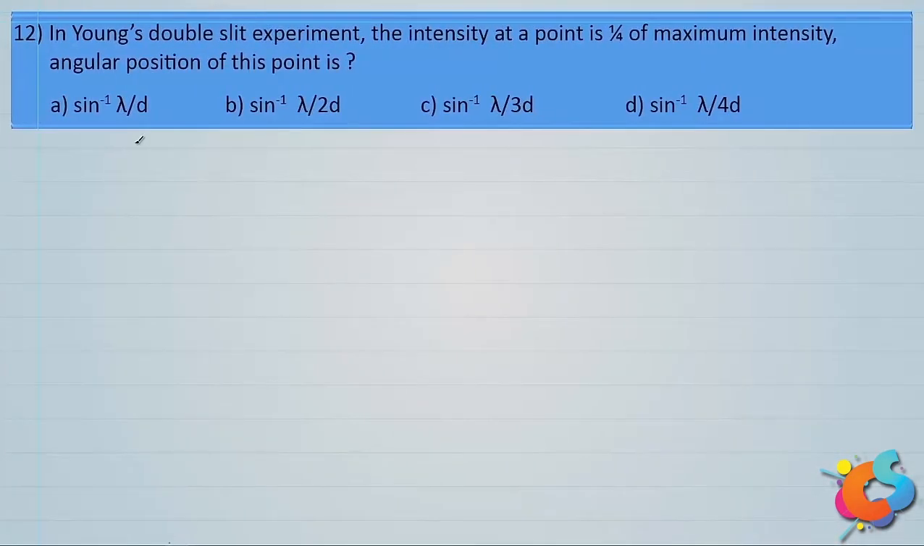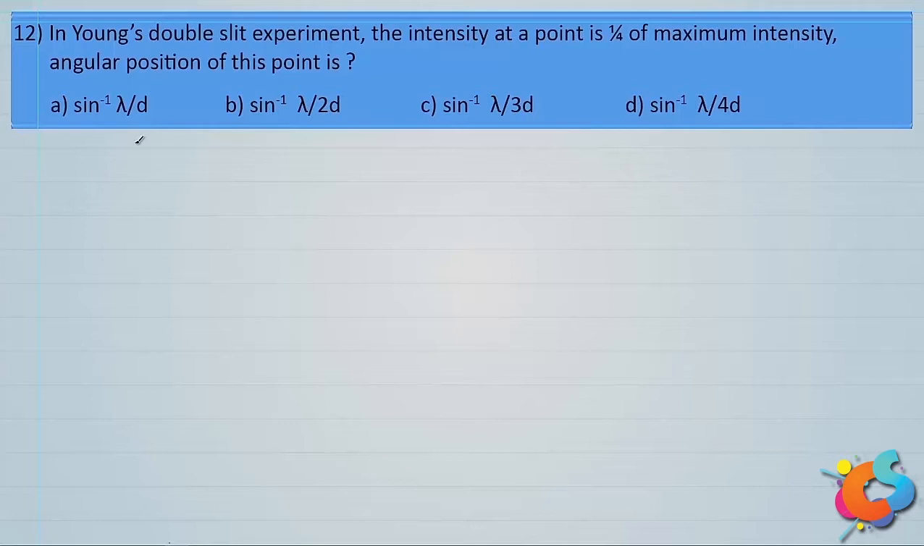Now take a look at the next question. In Young's double slit experiment, the intensity at a point is 1/4 the maximum intensity. Angular position of this point is: options A sine inverse of lambda by d, B sine inverse of lambda by 2d, C sine inverse of lambda by 3d, and D sine inverse of lambda by 4d.